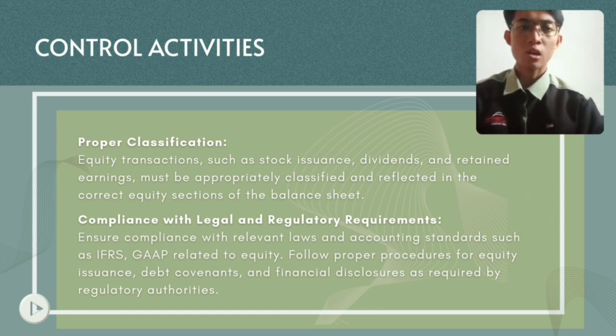The last one, compliance with legal and regulatory requirements. Finally, all equity activities must comply with laws and accounting standards such as IFRS or GAAP. This includes following the correct procedures for issuing shares, respecting debt covenants, and providing accurate disclosure in the annual report. Non-compliance may result in penalties, loss of investor confidence, and also legal action.